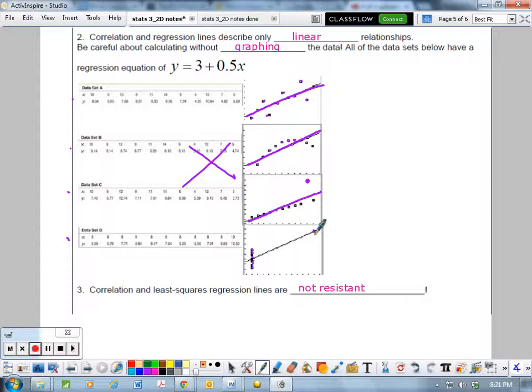And so always graph it first and see what's happening. See if it's really appropriate to use this linear regression, because otherwise you're going to spend all this time for no reason. And remember that these are not resistant, which means if we have these influential points or outliers, it's really going to affect what's happening.